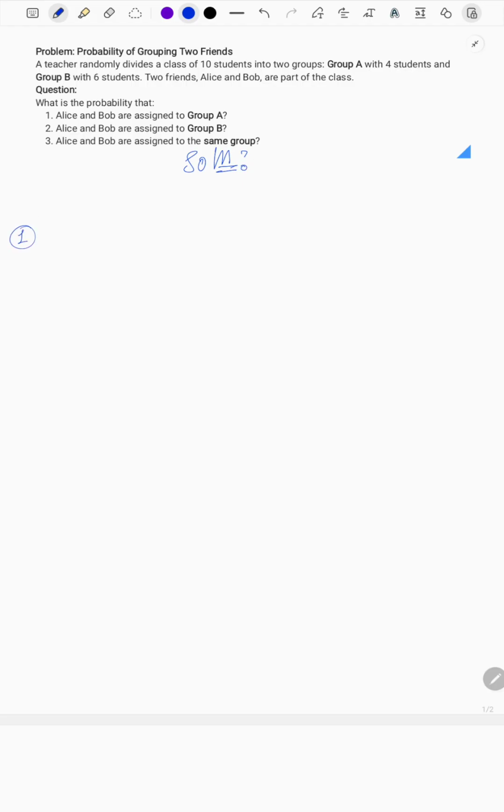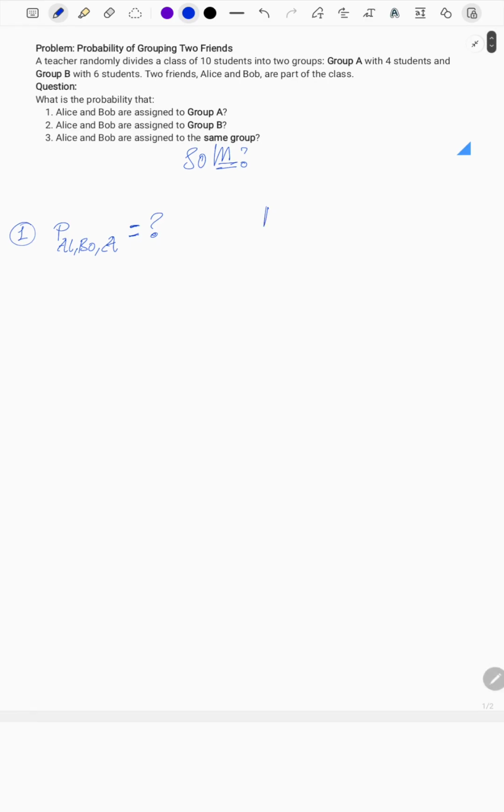The first one, the probability that Alice and Bob are assigned to Group A. Okay, so we want to find the probability of Alice and Bob to be in Group A. So in order to find this probability, first we have to find the total number of ways we can assign four students to Group A. So we need to know in how many ways can we create this Group A from the total number of 10 students.